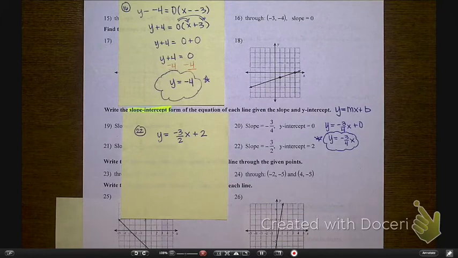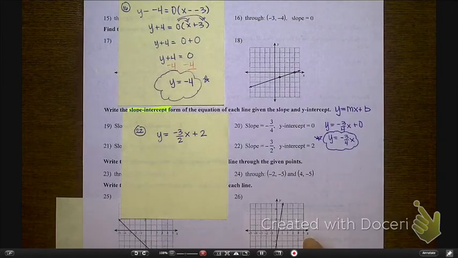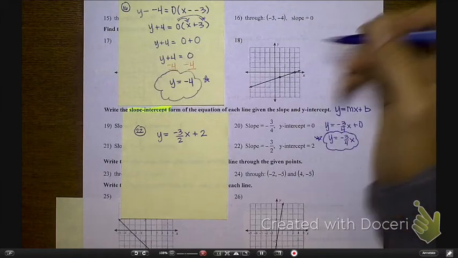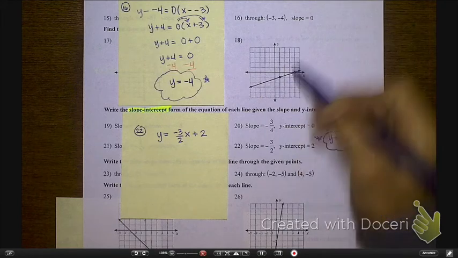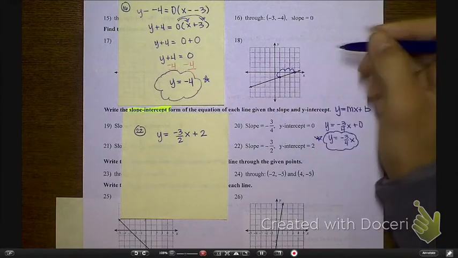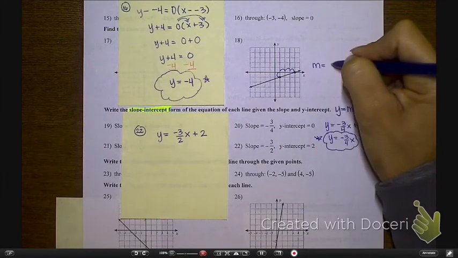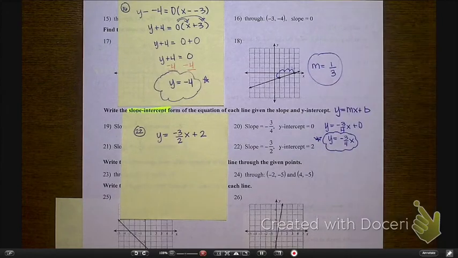Okay? Are there questions on how we did that one? Did we skip number 18? Okay, let's go back and do number 18 really quick. It wants us to find the slope of this line. We're going to go from left to right. So find your rise, find your run. What was your rise? 1. What was your run? 3. That's your slope.